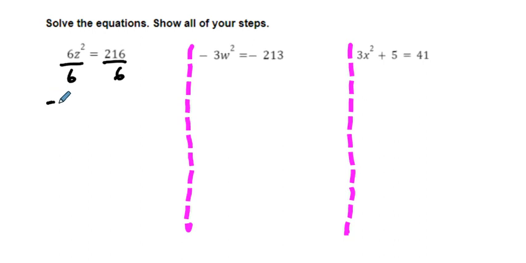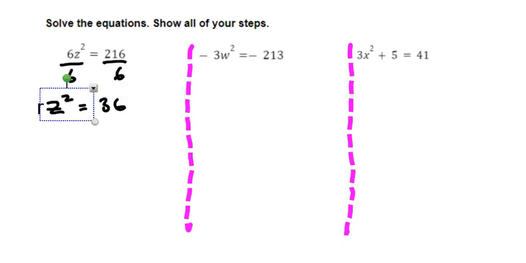And that will give me z squared is equal to whatever 216 divided by 6 is, which I believe is 36 maybe? I want to say it's 36, so let's pull up the calculator. 216 divided by 6 is, yes, it is 36. I could have done long division on that, but there wasn't enough room. Now at this point, this is basically a problem like what we did in the first video. We're going to take the square root of both sides.